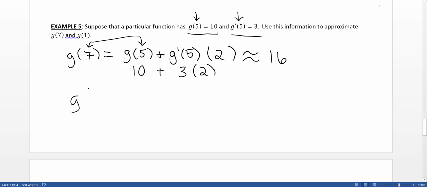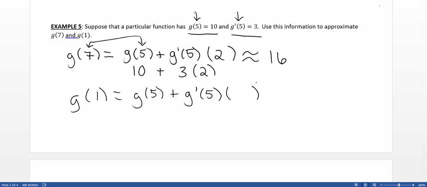Similarly, if we wanted to approximate g of 1, we still have our information at the point 5, but now our delta x is going to change. So before, we were going from 5 to 7, moving in the forward direction, but now we're going from 5 back to 1. So if we go in the leftward direction or backwards in time, if you have a time problem, that means your delta x is negative. So here, when we move left 4 spaces, we're going to write that as negative 4.